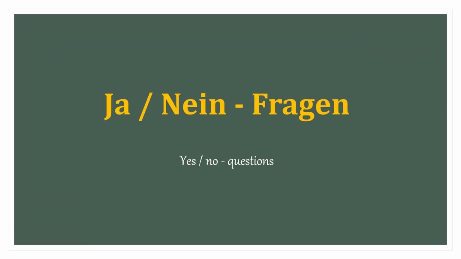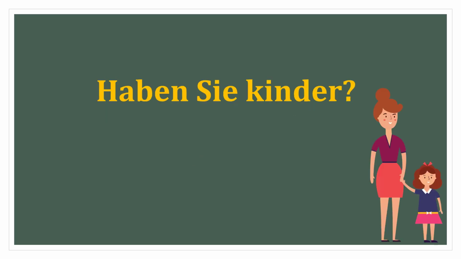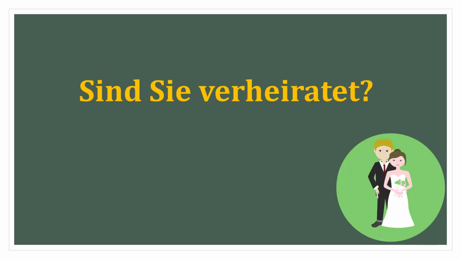Ja und Nein, Fragen. Haben Sie Kinder? Sie ist Subject und haben ist Verb. Let's look at another one. Sind Sie verheiratet? Sie ist Subject und sind ist Verb. So always the verb in the first position and the subject in the second position.